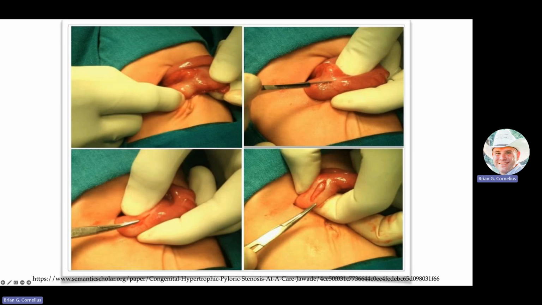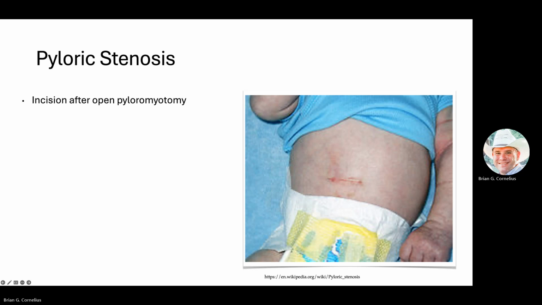And this is just them doing an open pyloromyotomy. And this is what you're left with afterwards. As you can see, even for an open, it's not a huge incision.